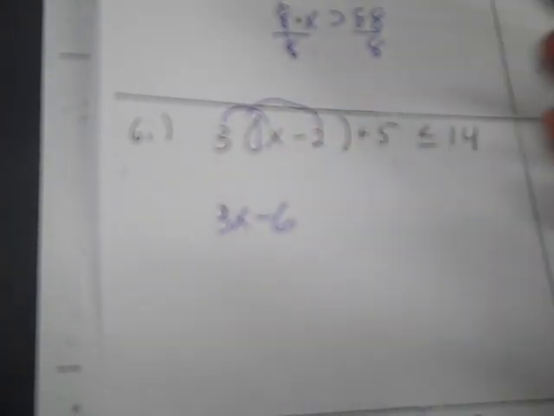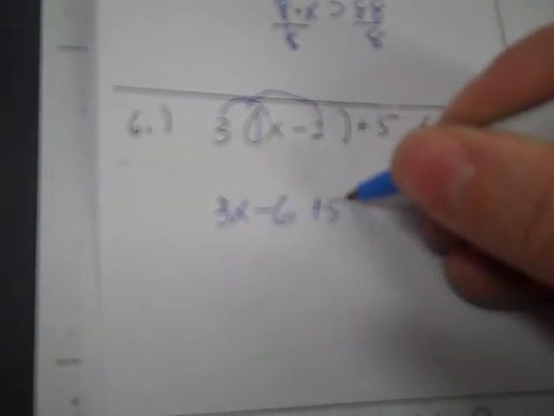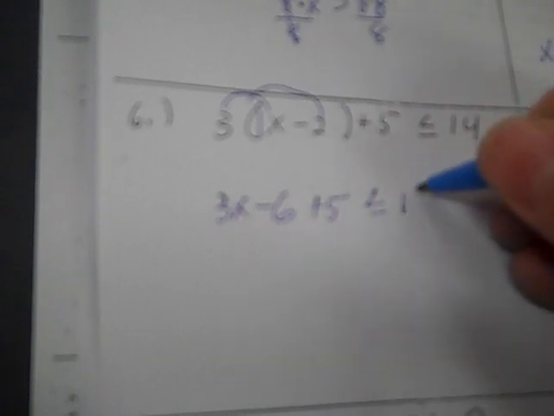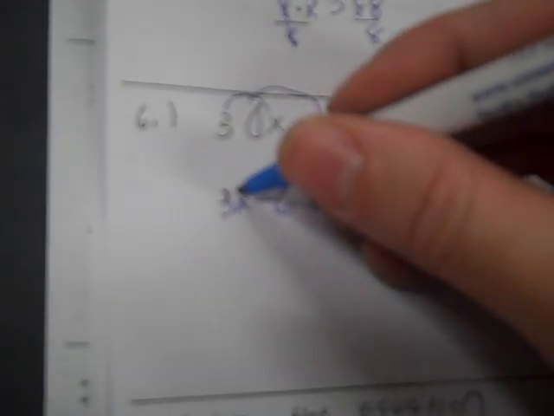Okay, the next one, you have to do the distribution first. So you're going to have 3 times x and 3 times 2. So that's going to be 3x minus 6 plus 5 less than or equal to 14. Now, here's my x multiplied by 3. So it's positive again, okay? So the sign will stay the same this time.